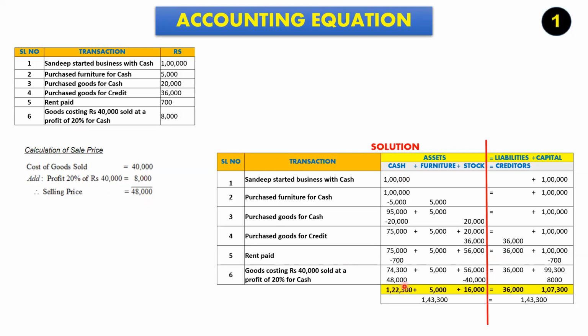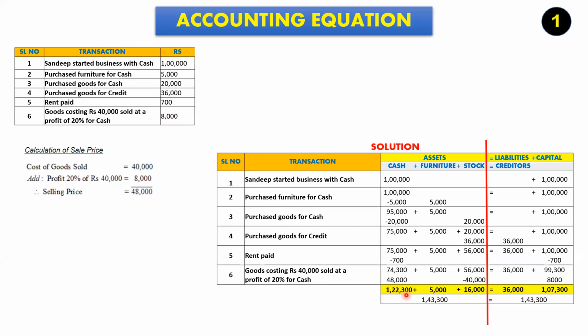See here, the remaining cash is 74,300, and I sold the goods at 48,000 rupees. That means here is the 48,000 rupees: 40,000 plus 8,000 rupees profit. So the total will become 48,000. So 48,000 you have to add because you're getting it for cash. So 74,300 plus 48,000, how much does it become?